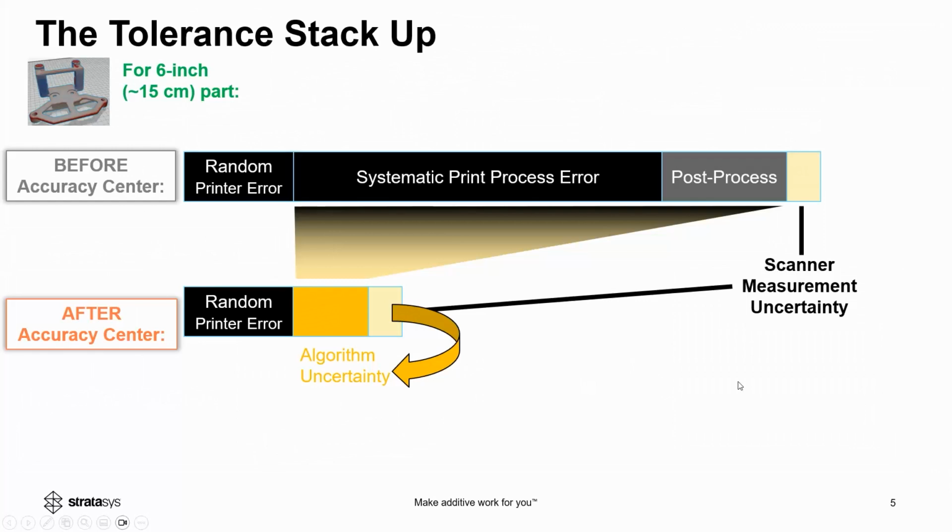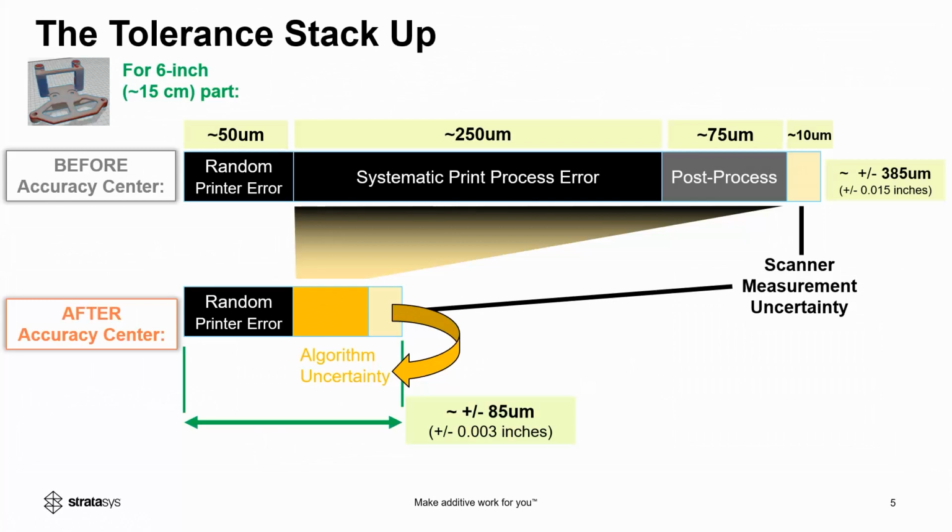So how do things stack up? Well, every part and every material is going to be different, but for this specific 6-inch part that we printed, we assigned about 50 microns to the random printer error, right? It's hard to assign, but this is our best guess. About 250 microns to systematic print error, 75 to post-process cooling, and then maybe 10 microns to the scanner error itself, right? Adding all that up, you get about 385 microns of error in the original before print. Putting all that together after Accuracy Center, we can actually get that down to about 85 microns, which is about the theoretical limit of the machine, right? You can't get rid of the random error, you can't get rid of the scanning error. The other two parts you can cut down by correcting for warpage. Interestingly enough, the scanner error greatly affects the uncertainty in the algorithm, so you'll see that small scanning differences make a big difference in this process.